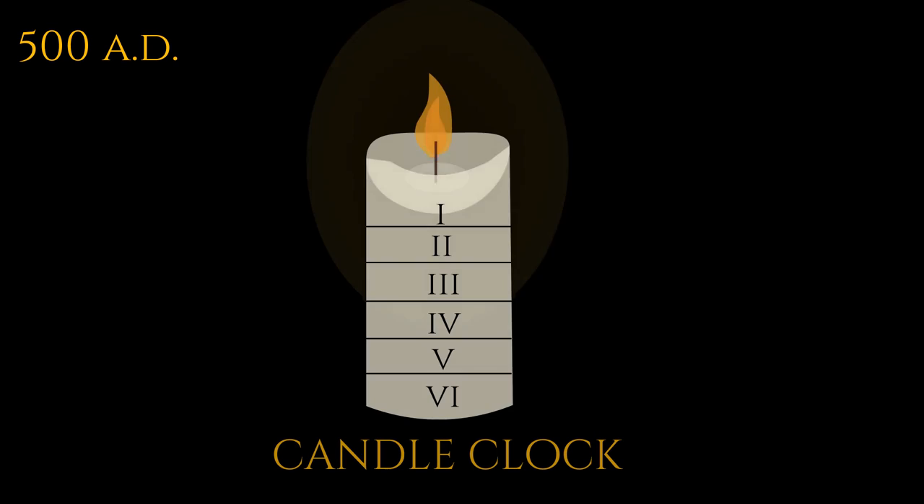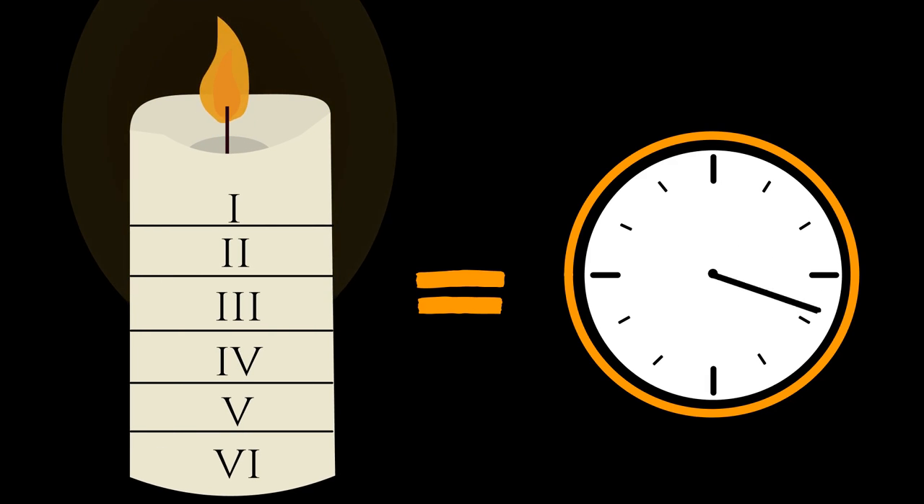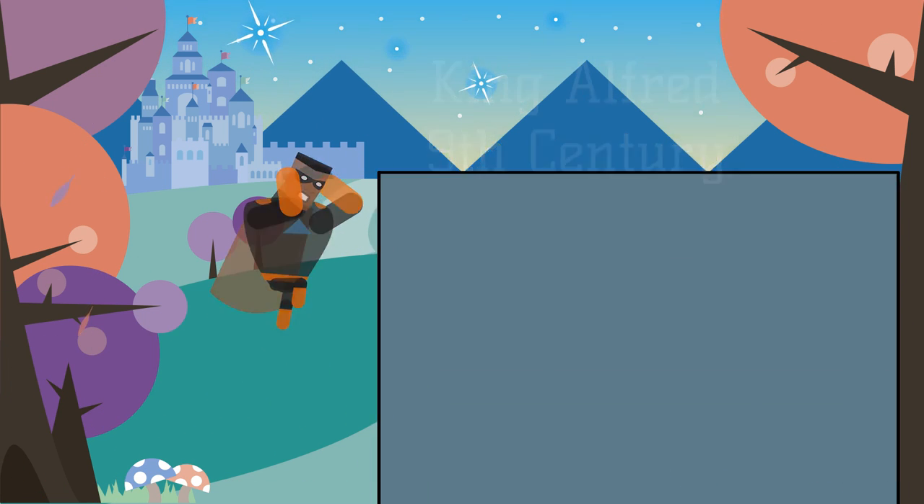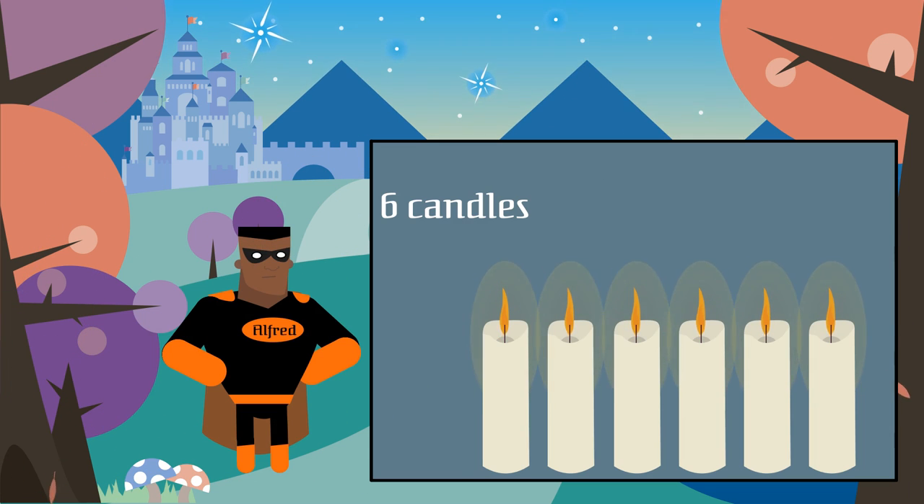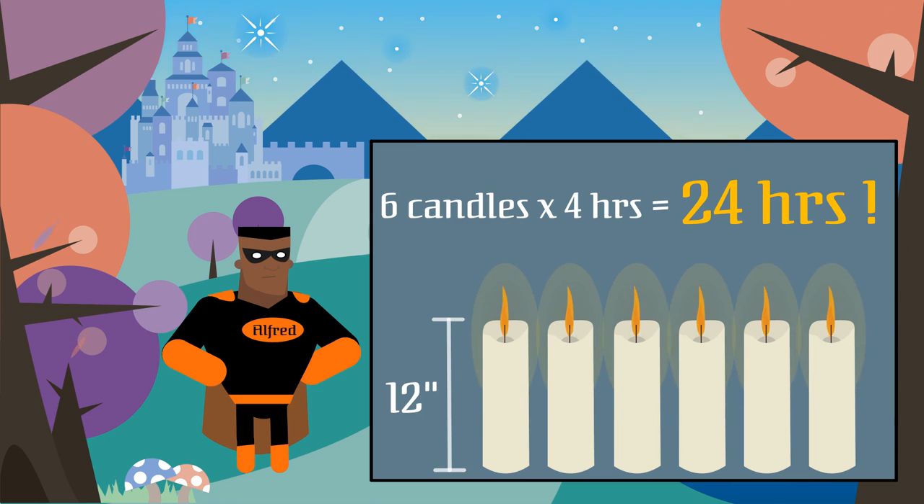Later, in 500, the candle clock was invented. This candle has evenly spaced markings on it, which indicate the duration of time that has passed since it was first lit. King Alfred the Great, in the 9th century, used this system with 6 candles. Each was 12 inches high and could burn up to 4 hours, lasting a total of 24 hours.